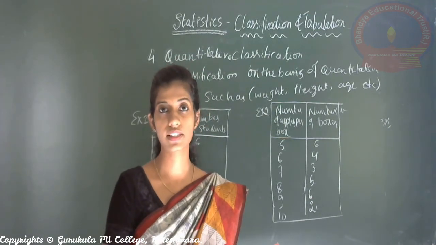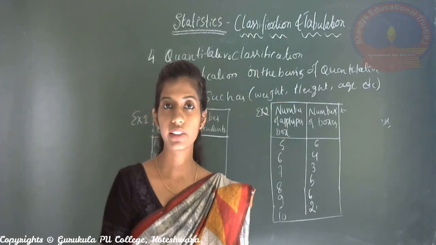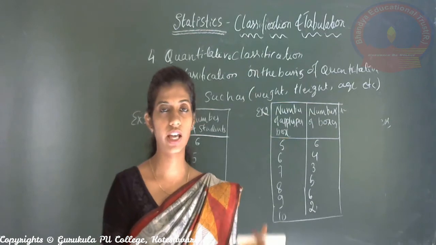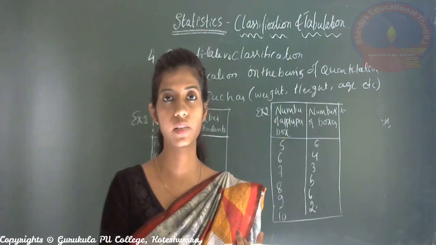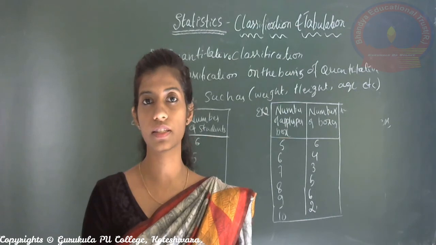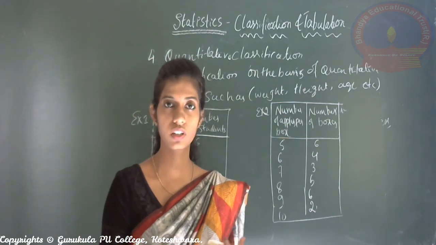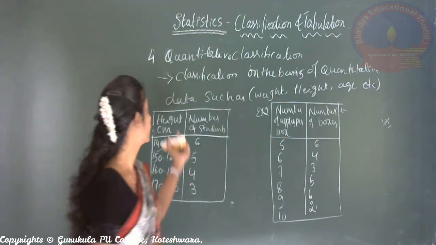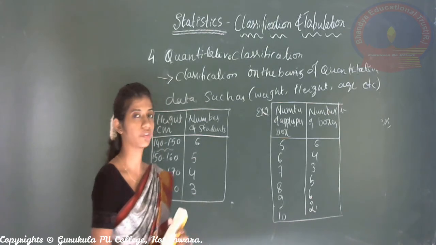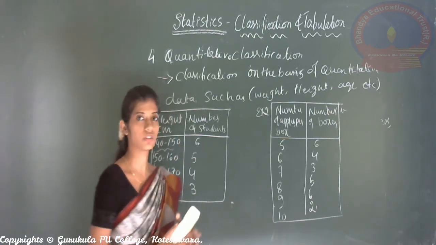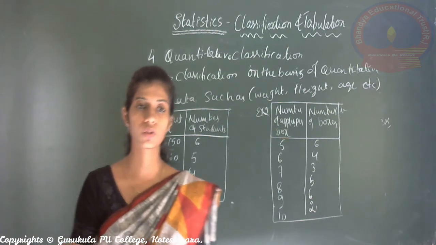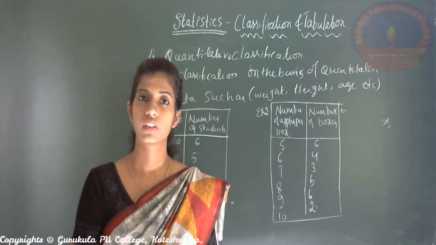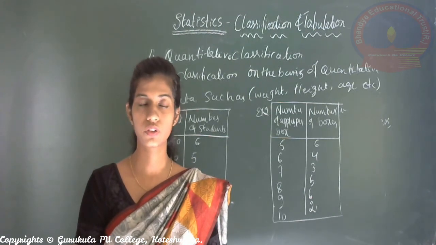In today's class we have studied qualitative as well as quantitative data. Under qualitative we have studied three types: one is simple or one way, second is dichotomous, third is contingency table, and the fourth is quantitative classification. I hope you have understood today's session. I will be coming with a new concept in the next session.